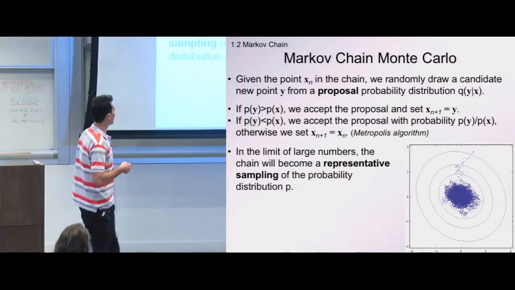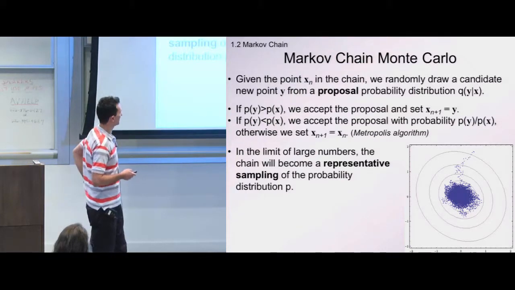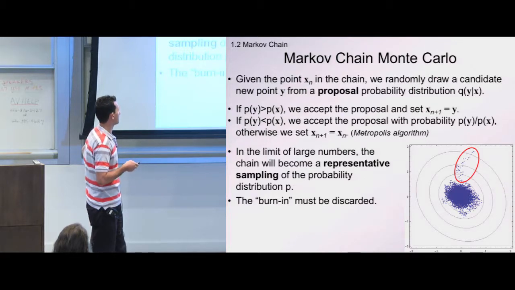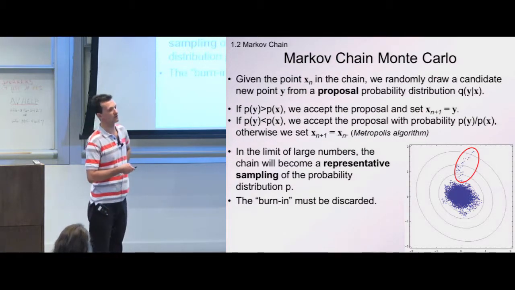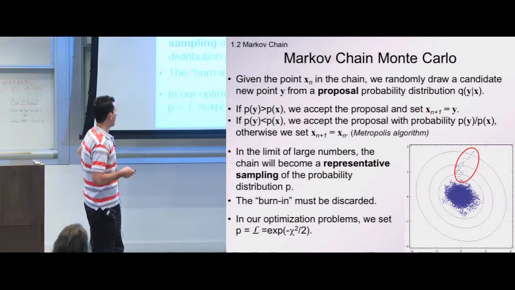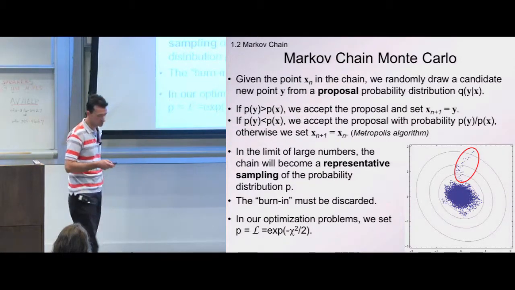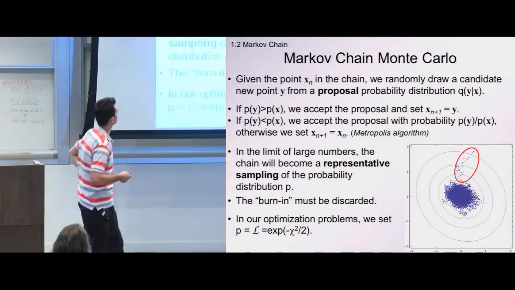It seems strange, but this is what mathematicians say. And of course, you have to discard the so-called burn-in phase, when you are still far from the minimum. This has to be removed from the Markov chain in order for this to hold. Of course, if we want to optimize our chi-square, our model, we set this probability distribution p to be the likelihood. So we use the likelihood as the probability distribution we want to sample.